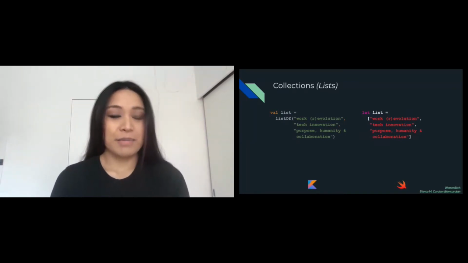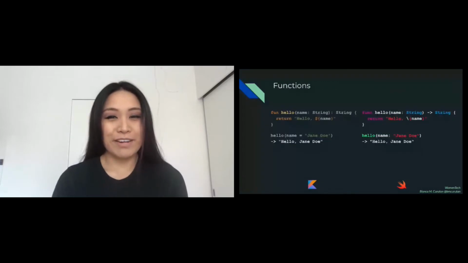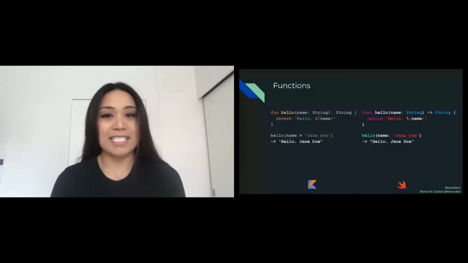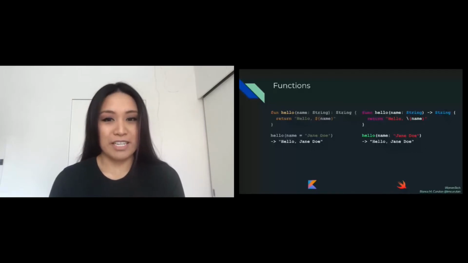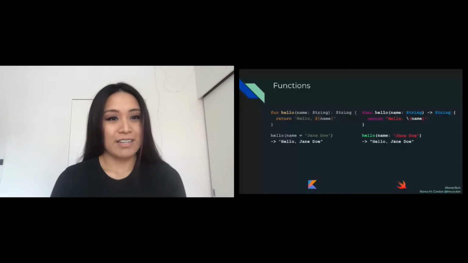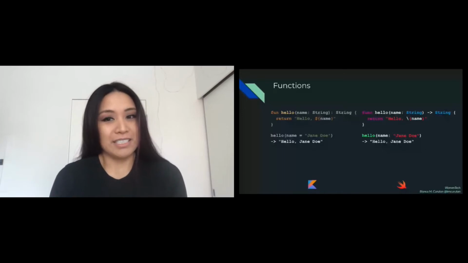Putting together some of the concepts we've talked about, we can write functions, a group of related statements that perform a specific task. Here, we have a name argument, and we use string interpolation to create a result string. Calling this function hello yields hello, Jane Doe.